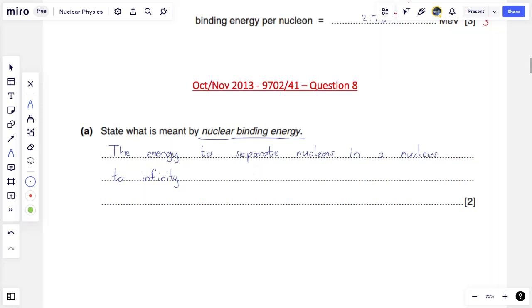How much energy do I need to input to get all of the nucleons, all of the neutrons and protons inside a nucleus out?